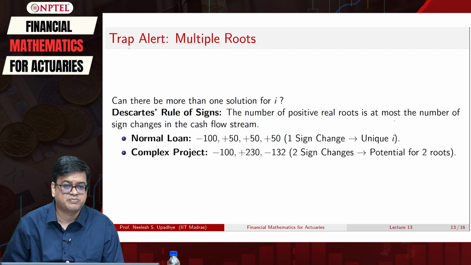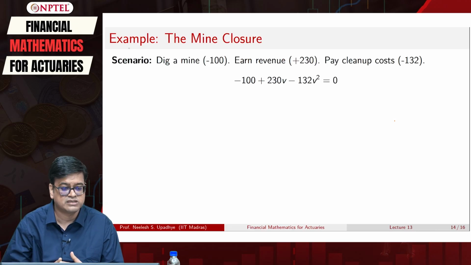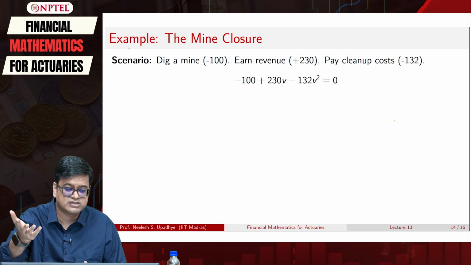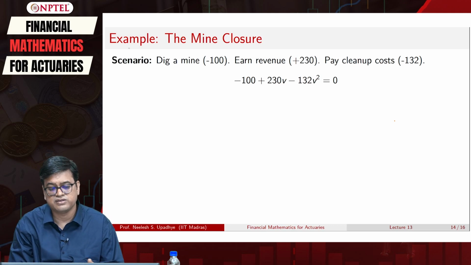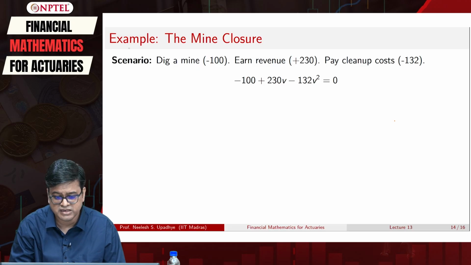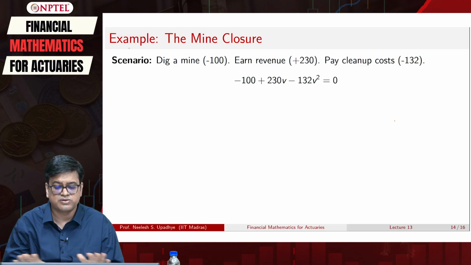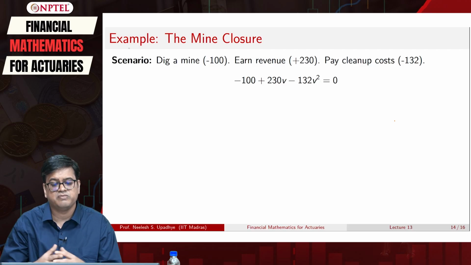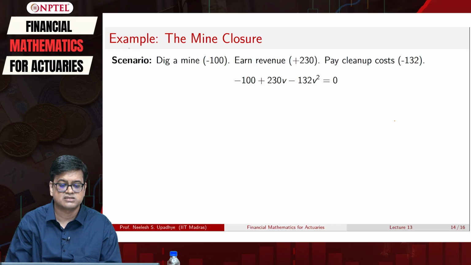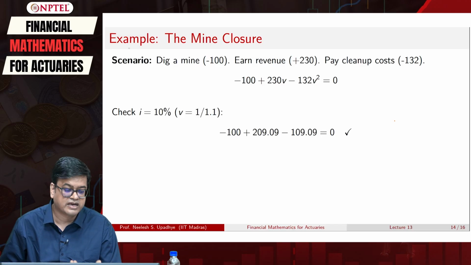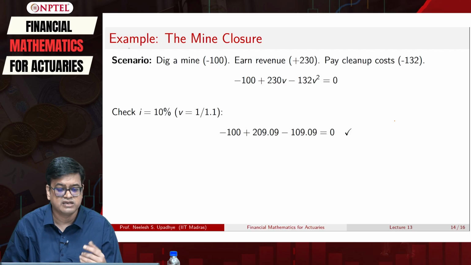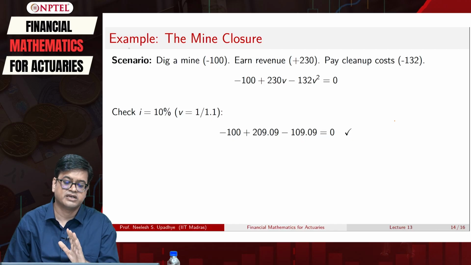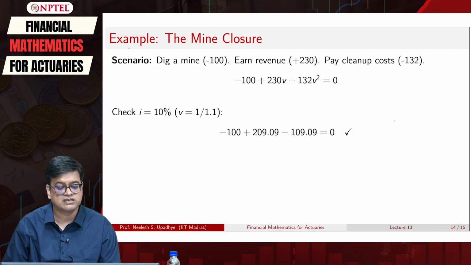Therefore, we will give one example, which is the example of mine closure, where you are digging a mine. The payment is due, so the outflow is $100. You earn the revenue from whatever you received in the mine, which is 230, and then you have to pay the cleanup cost, which is again a negative sign. In such cases your equation of value will be something like this. Now let us look at the interest rate, which is 10%. So v effectively is 1 upon 1.1, and you put all these values into this, you get the equation of value satisfied. So i is equal to 10%.